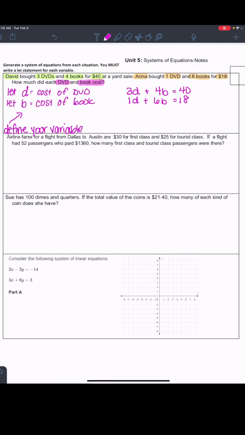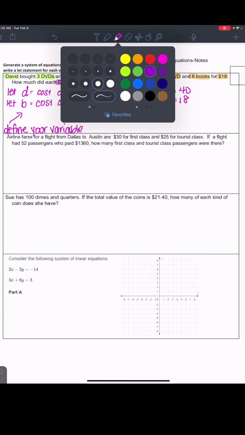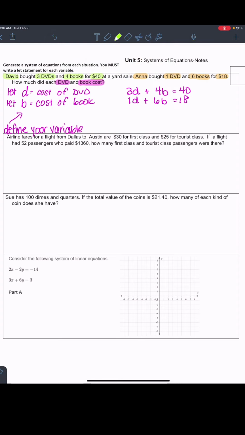So let's go look at my next word problem. Let's go back through and read it straight through. Airline fares for a flight from Dallas to Austin are $30 for first class and $25 for tourist class. If a flight had 52 passengers who paid $1,360, how many first class and tourist class passengers were there?